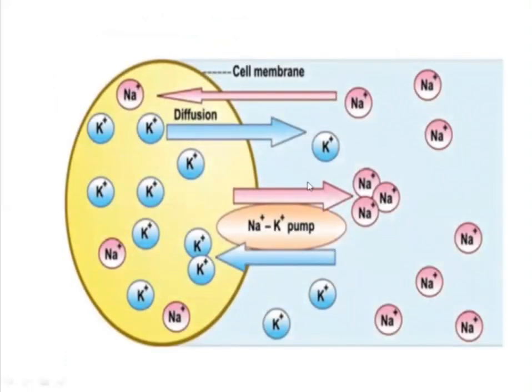Then here you can see the sodium potassium pump moves 3 Na plus ions out of the cell and 2 K plus ions inside the cell. Then through the channels in the cell membrane, the sodium and potassium diffuse, right? Based on their concentration gradient, right? These are the ionic basis of the resting membrane potential.